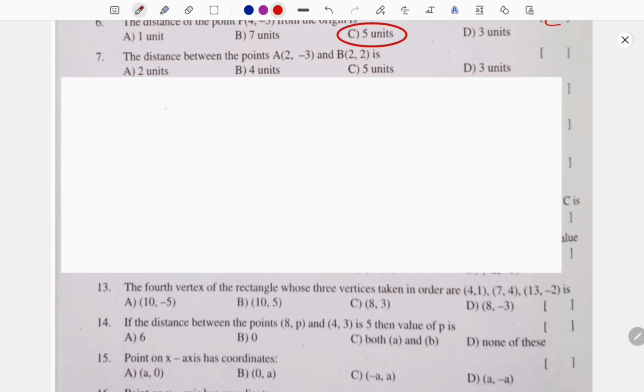Now seventh bit. The distance between the points. What are the points? (2, -3) and the other point is (2, 2).